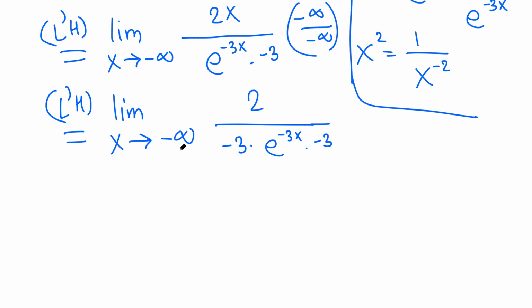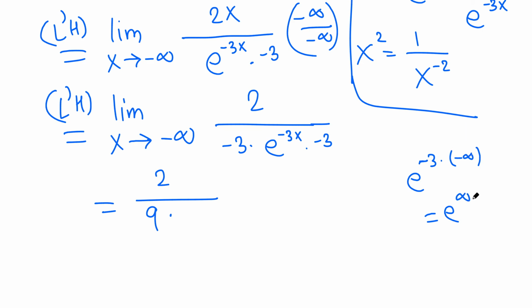Now let's plug in x equals negative infinity to finish this problem. So 2 over negative 3 times negative 3, that's positive 9 times e raised to negative 3 times x, where x is now negative infinity. Negative times negative is positive, 3 times very big is very big, and e raised to very big is very big.